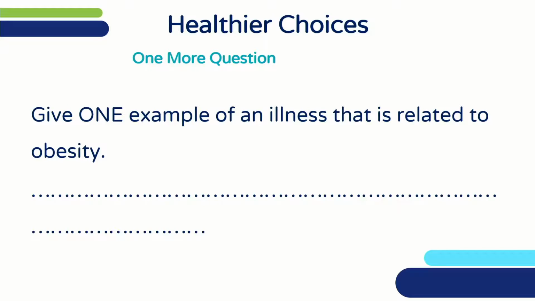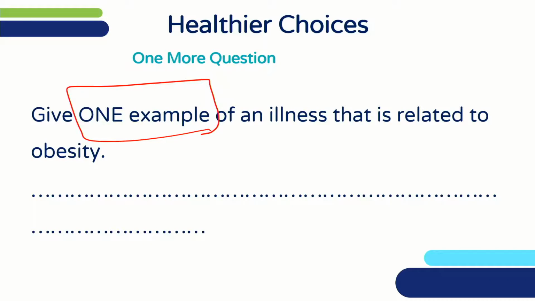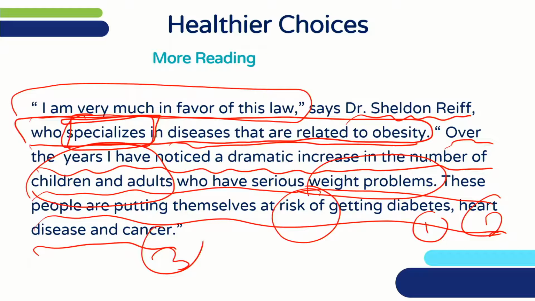So now it is another important question. Give one example of an illness that is related to obesity. And please, when you sit for your bagrut, do what you are asked for. One example, then only one example. Here more is less. So one example, one example. We go back to the paragraph and we see at the risk of getting what?